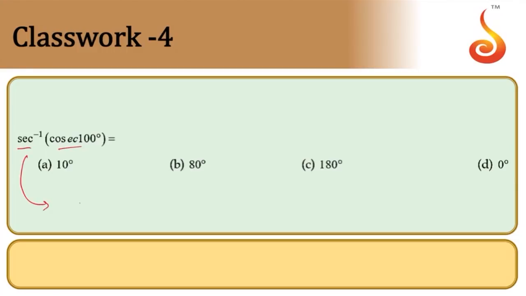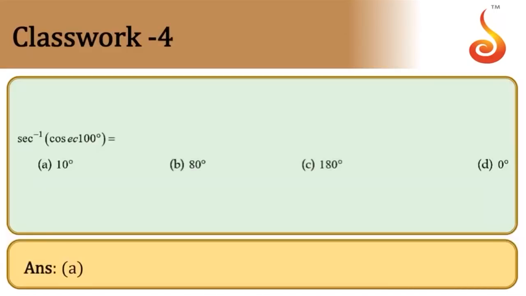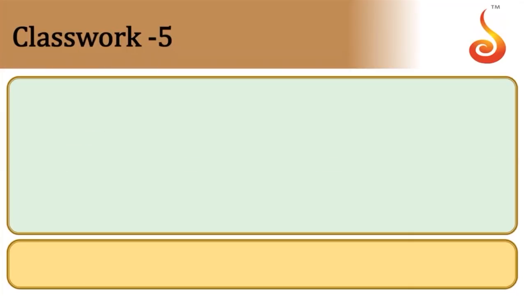Let's consider the fourth one. We know secant inverse x in terms of cosecant inverse can be written as pi by 2 minus cosecant inverse of cosecant 100. But cosecant 100 can be written as cosecant of 180 degrees minus 80 degrees, and cosecant of 180 minus 80 is nothing but cosecant 80. Pi by 2 is nothing but 90 degrees, minus 80 degrees, which is equal to 10 degrees. The answer is A. So the answer for the problem is A.